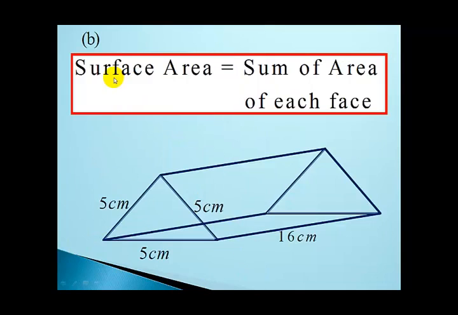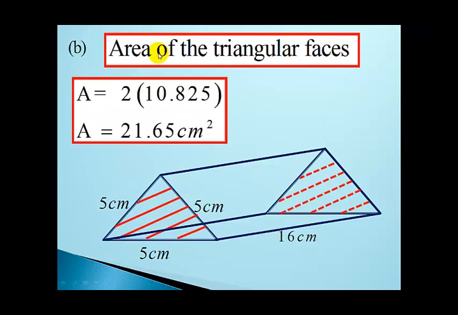Now let's look at how we can find the surface area of the triangular prism. The surface area is equal to the sum of the area of each face. We first consider the triangular faces. When you consider the triangular prism, the triangular faces are 2. As you can see, the shaded portions are the triangular faces. So we have one in front and one at the back. When we calculated the area of the triangular section, we had 10.825. That means that to find the area of the triangular faces, you multiply the area you had for one by 2, because you have 2 triangular faces as shown. So the area will be equal to 21.65 centimeters square.